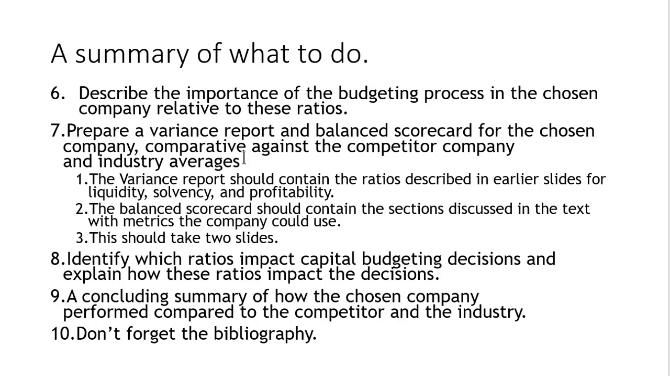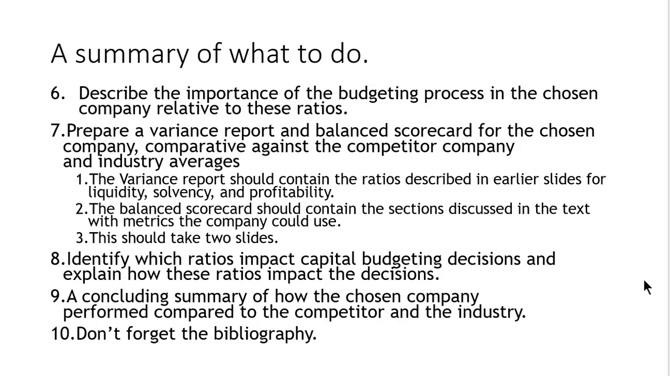The 7th line here really, I think, is going to take 2 slides. You need to provide a variance report and a balanced scorecard for the chosen company, comparative against the competitor company and the industry averages. So the variance report should contain the ratios that you've described in the earlier slides in a variance report, which shows differences and whether or not those variances, that's the differences, are favorable or unfavorable with respect to your company. The balanced scorecard is a little bit more complicated, right?